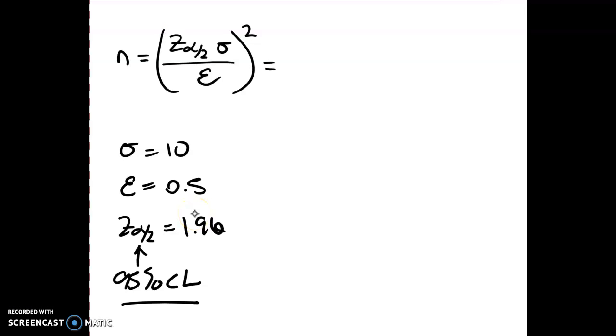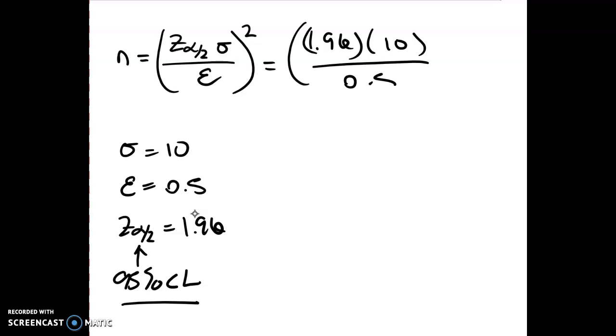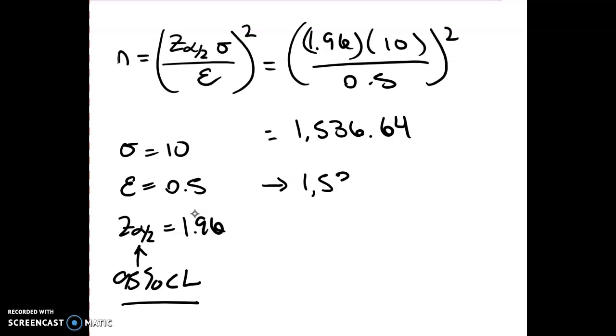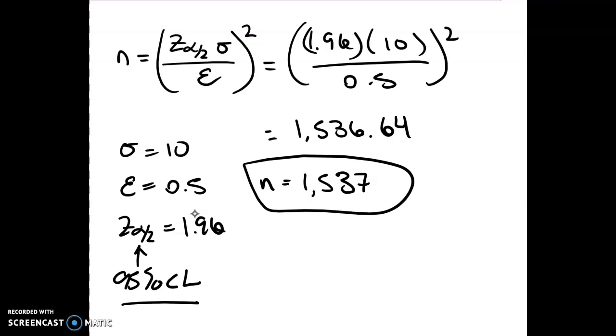Okay, so I have everything I need to plug into this formula. 1.96 times 10 divided by 0.5, and the whole thing squared. What we get is 1,536.64. Now because we have a decimal, we're going to round up to the next integer. So this is actually going to be 1,537 for our final answer. So n, or our sample size, is equal to 1,537.